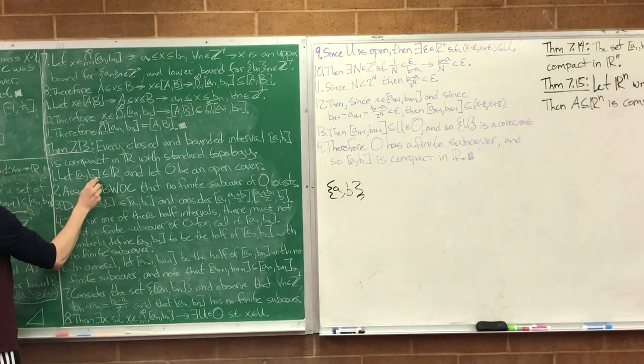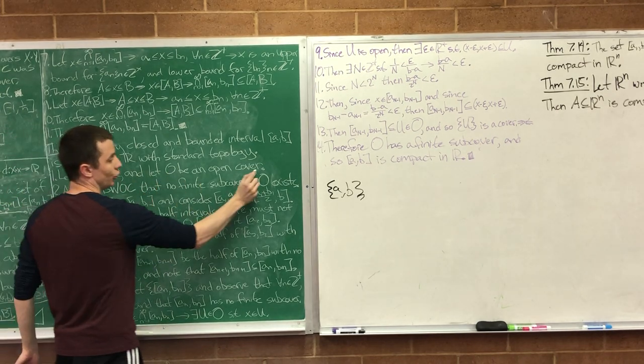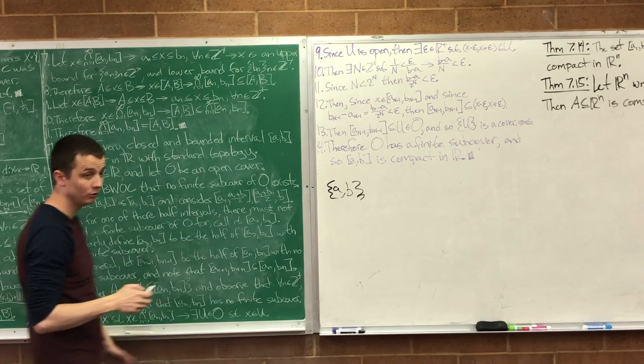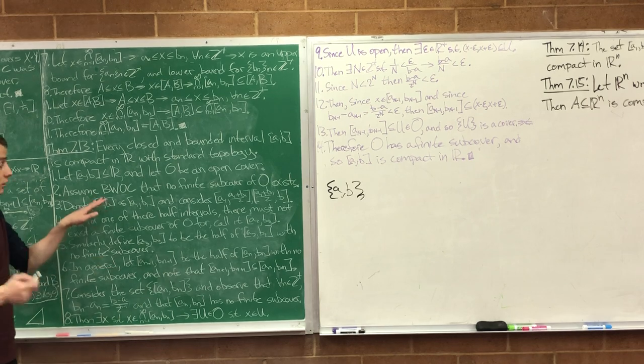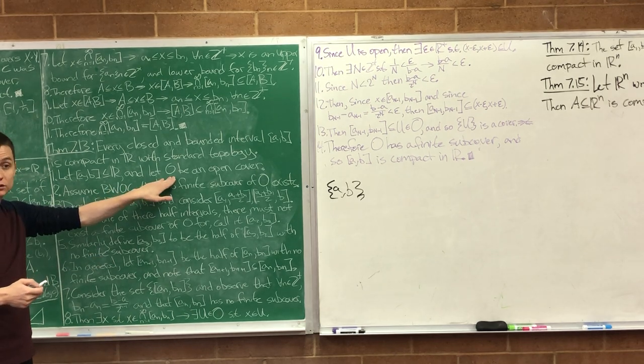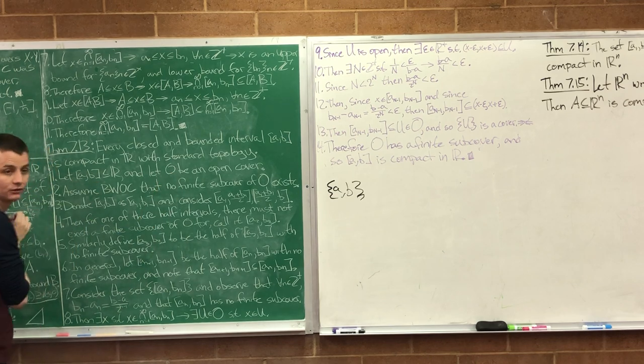So let the closed bounded interval [a, b] be a subset of R, and let big O be an open cover. What are we trying to do? We're trying to find a finite subcover of big O. We need to pick out finitely many things from there that still cover this, and we're done.